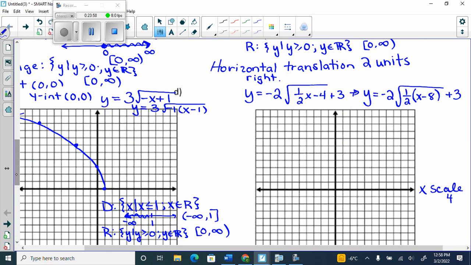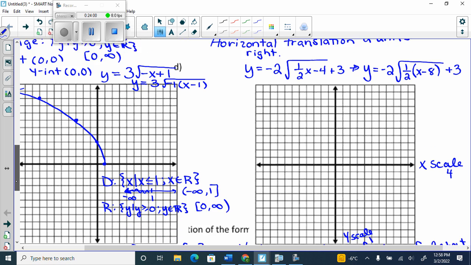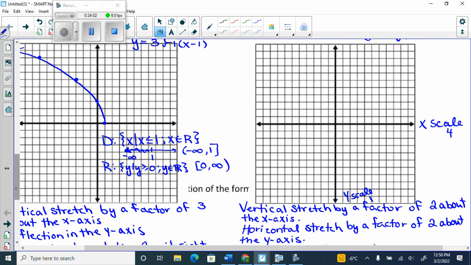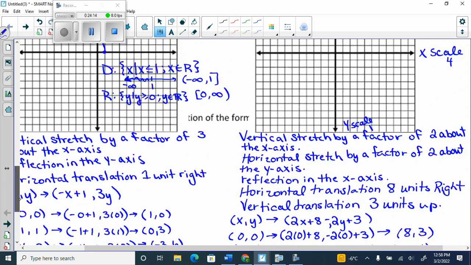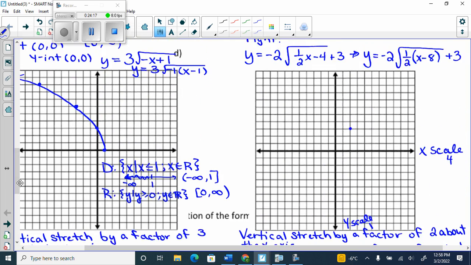Now to remember, your x scale is 4. It's 4. I swear, it's 4. Okay. 8 and 3. You may laugh, but you drop off the scale very quickly. So 8 and 3. And then we need 10 and 1. So that's halfway. 10 and 1.